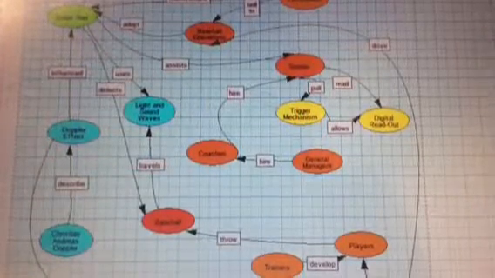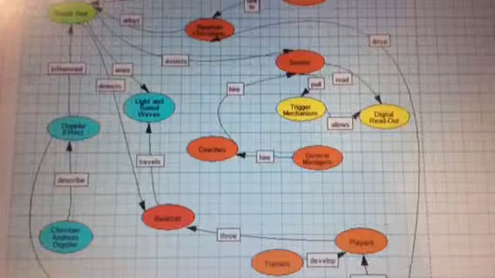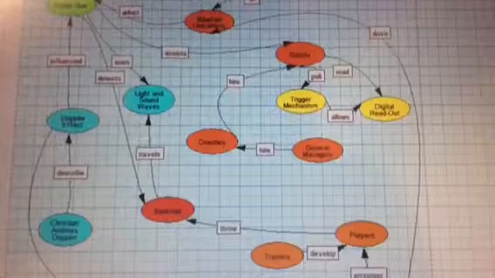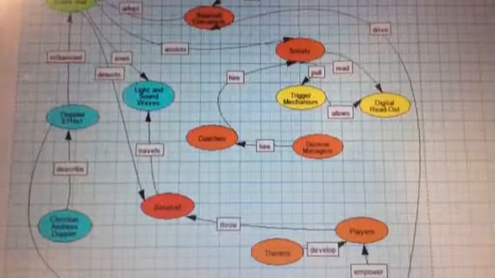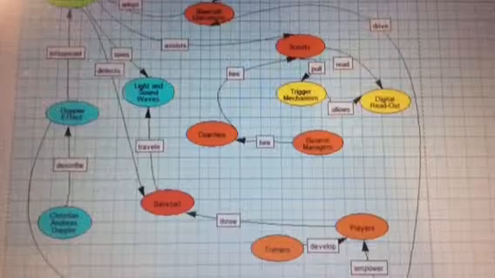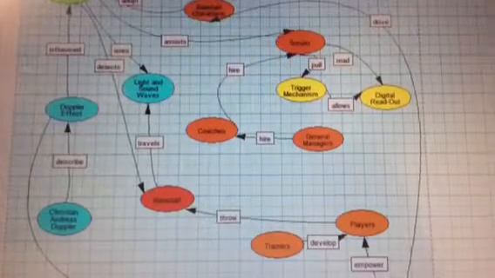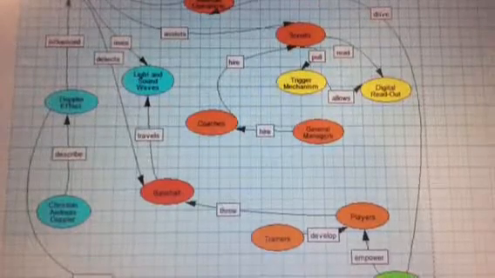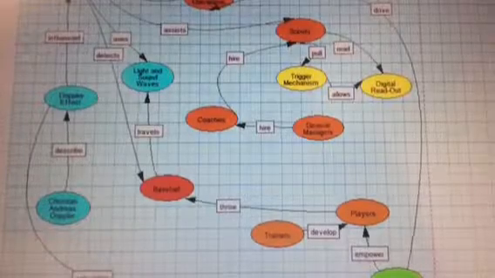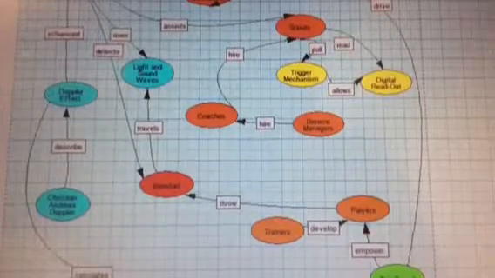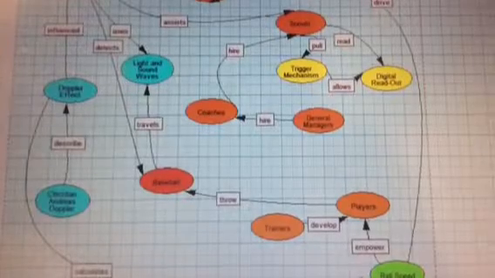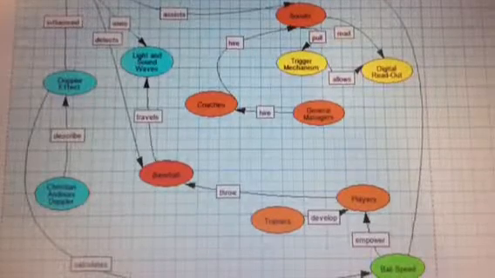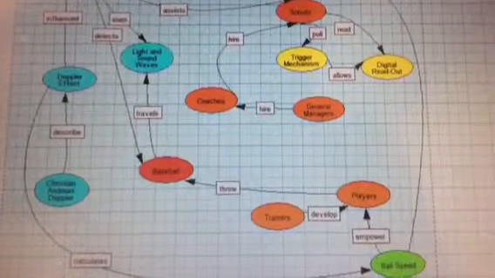Systemogram for the radar gun. The nodes in green are the areas of interest, so you have radar gun in the top left and ball speed in the bottom right. The orange nodes, such as companies, baseball operations, scouts, coaches, trainers, players, and general managers, these are all the stakeholders of the radar gun. The nodes in yellow are the components, such as the trigger mechanism and the digital readout. The nodes in blue are kind of the backstory for the radar gun, such as Christian Doppler, who described the Doppler effect and how light and sound waves are used to measure the ball speed. Finally, the baseball in red is what makes all this happen.